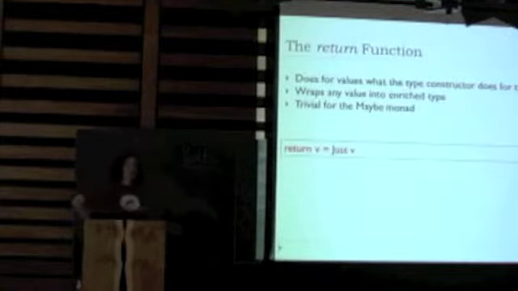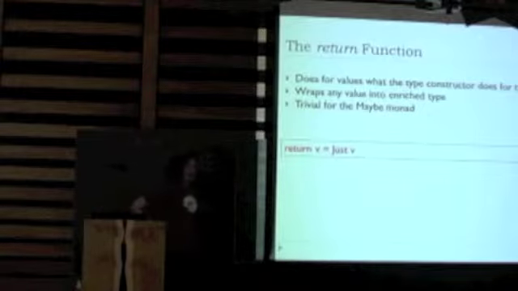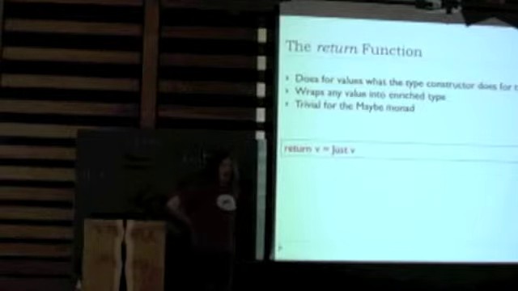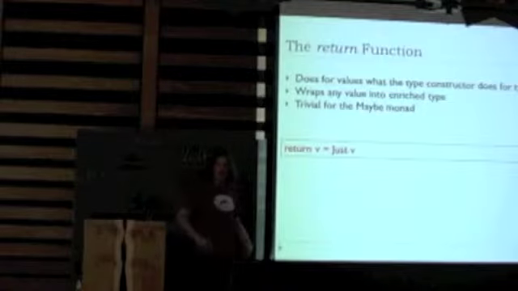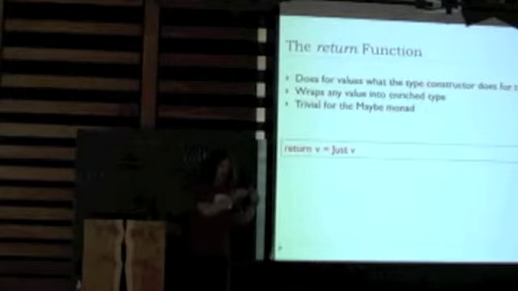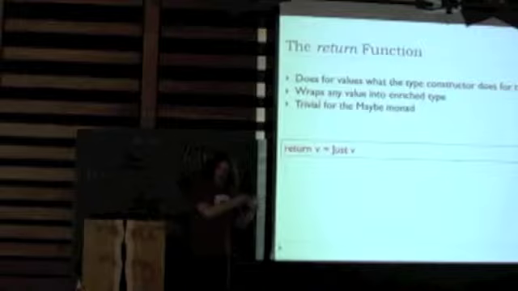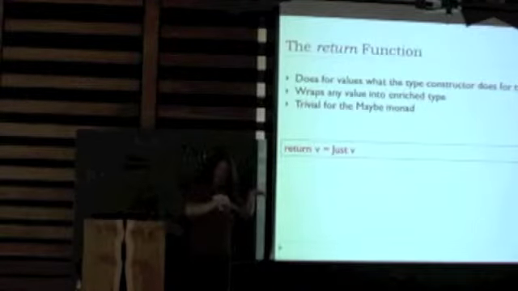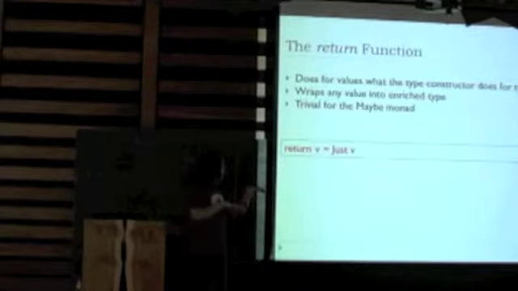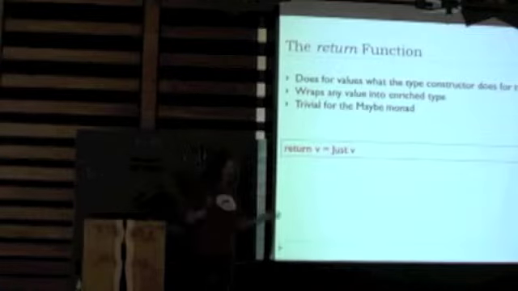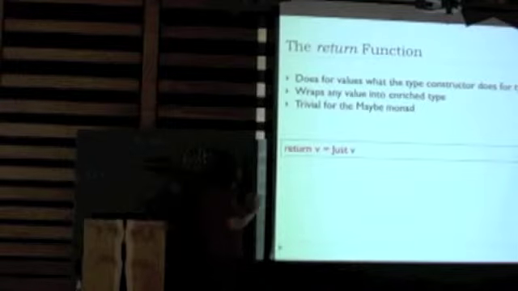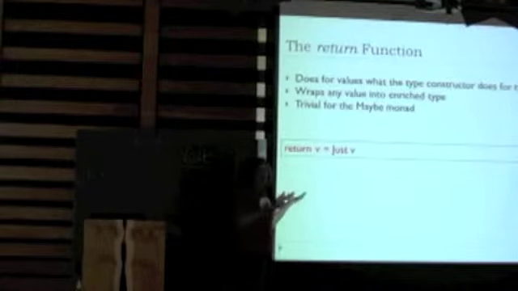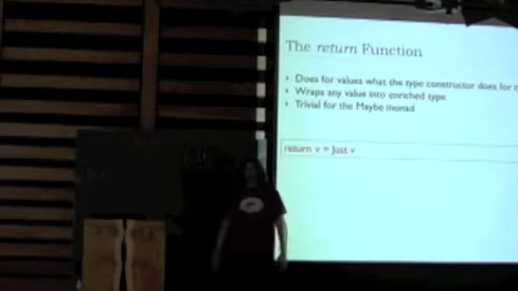And finally, the return function. This is a trivial thing in this case of maybe, but a return function has to be defined in order to complete the monad. So the first element of the monad is the type constructor that creates an enriched type. There is bind, used to combine functions that return enriched types. And finally, there's return, which just takes a regular value and enriches it. In this case, enriching a value is just saying it's just v.